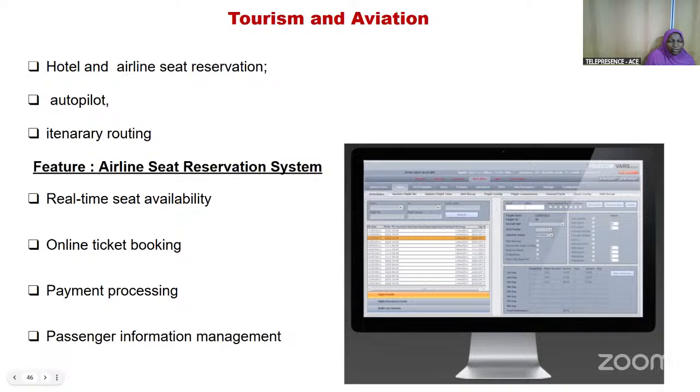You see, these are the effects of office automation on hotel and airline seat reservation, autopilot, itinerary routing, and so on. So for airline seat reservation, in real time, you can have your seat. You can have online ticket booking. You can do payment processing. You can even check in your room before you move to the airport. You see? So instead of waiting again to get your boarding pass, it's already prepared for you.